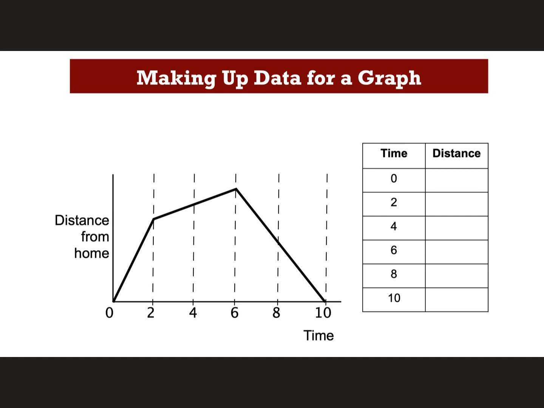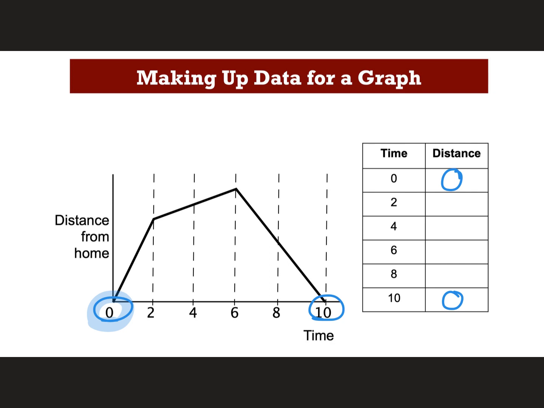So let's talk about how we can decide how to fill in a table, because some of the tables are filled in and some are not. The way I do it, I'm going to start out by looking at where I'm at time 0. So at time 0, I can tell that I'm 0 distance from home, and at time 10, I'm at 0 distance from home. So I'm going to write the zeros in for both of those.